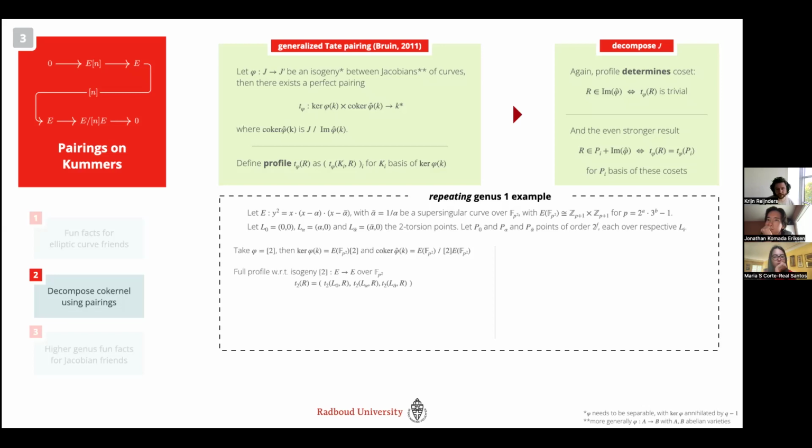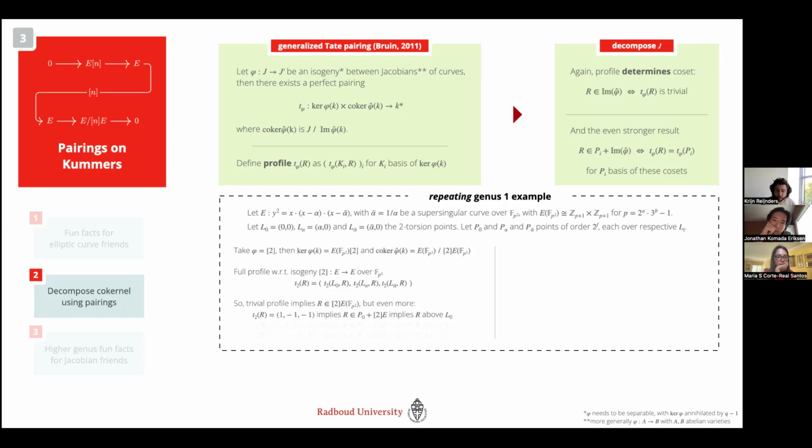Now, what I was saying is that if we took the isogeny, the doubling isogeny, well, the kernel is going to be exactly this, the 2-torsion, which is rational in this case. And the co-kernel is exactly what we had in this previous slide: all of the points modulo the image of this doubling. And now this full profile, I'll do it here for all of the basis points, but you can essentially do it with just 2 of these basis points. With respect to this doubling isogeny, it is just this Tate pairing evaluating L0 in R, L alpha in R, and L bar alpha in R.